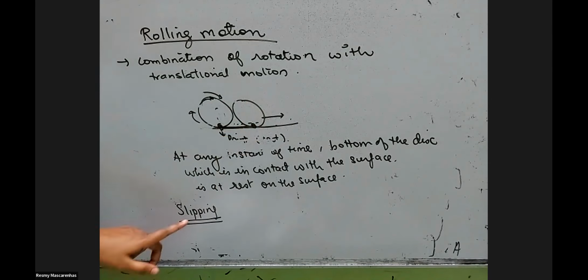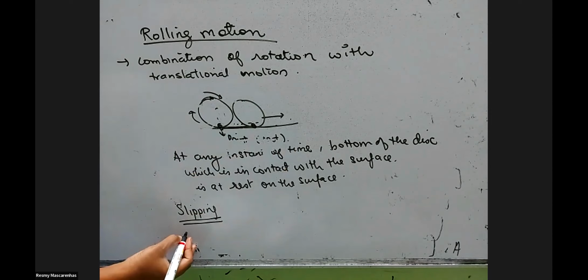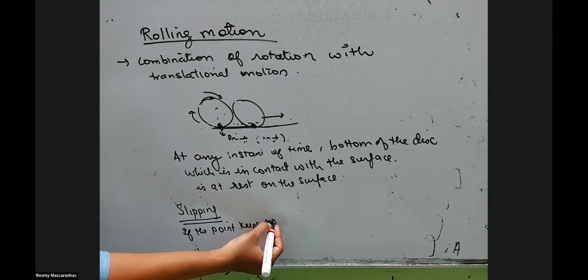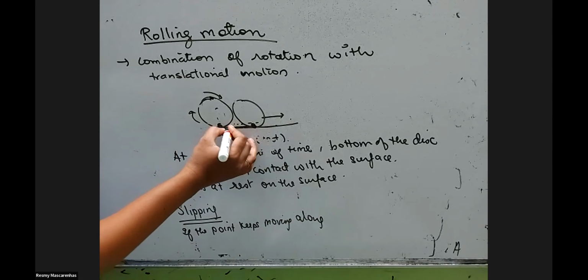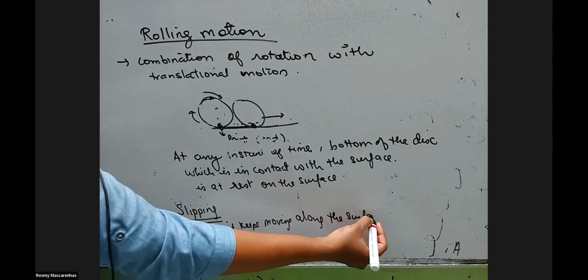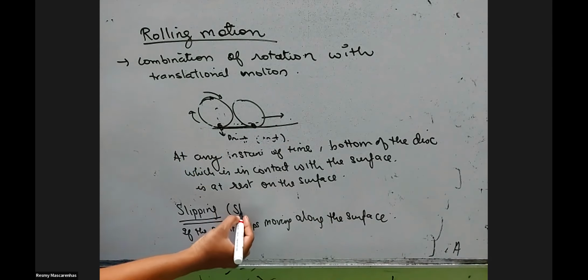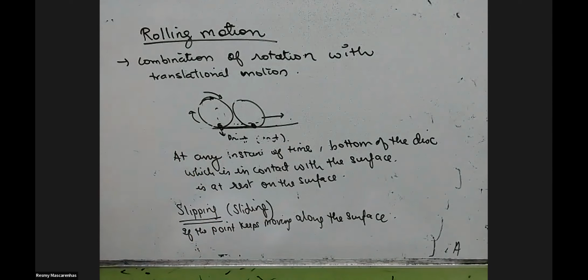Okay, so slipping is what? When the point keeps moving, if this point keeps moving along the surface. It remains there only. Or maybe it is also called sliding. The ball is sliding.